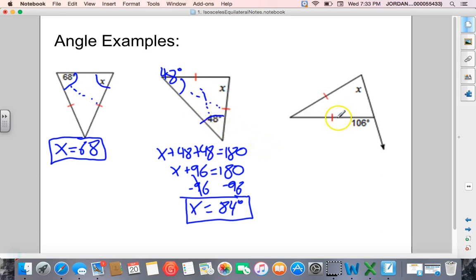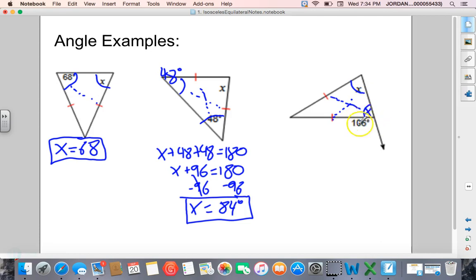Now on this one, there's another little thing we've got to do. So right here, this side and this side are the same, which tells us the base angles opposite them are the same. So x and the angle opposite this side, which is this angle, must be the same. So this angle is also x. So now how can we solve for x?